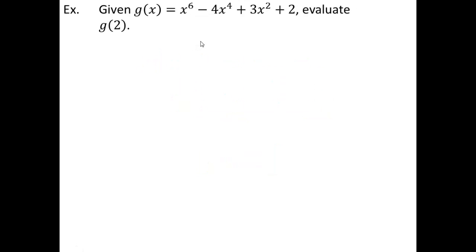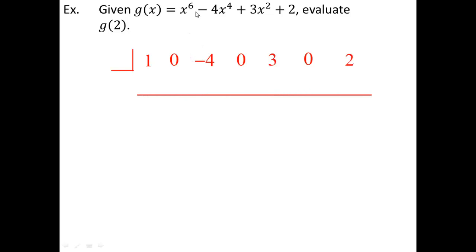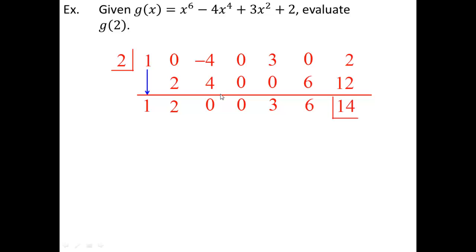Here's another one. If you haven't already done this, pause here and then hit play when you're ready. So once again, populate our numbers. Notice again we've got missing terms, so we have to throw in some zeros anywhere there's a missing term as a placeholder, and we're going to divide out +2. Drop the 1, multiply and add, multiply and add, multiply and add, multiply and add, multiply and add, and multiply and add. So we get 14, which is the value of g of 2.